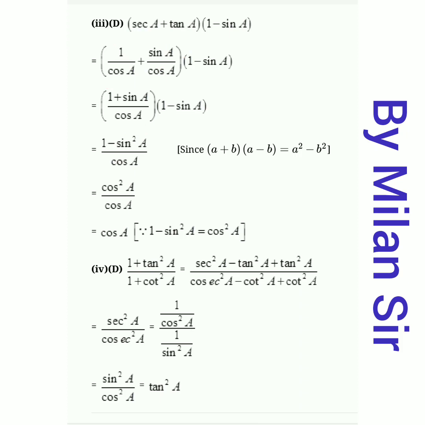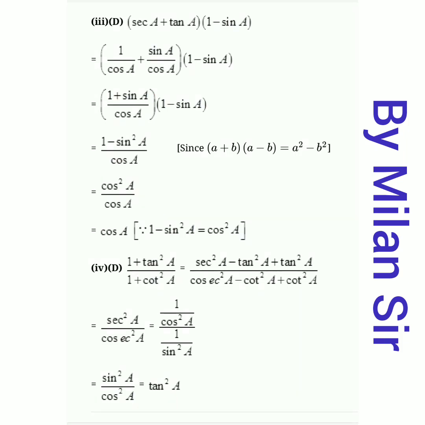Now numerator versus numerator. Here 2 brackets are there, that means a multiplication process is there. Now the second bracket does not have a denominator, so we can write 1. Now multiplication of numerator versus numerator: 1 plus sin A, 1 minus sin A. It is the form of (A plus B)(A minus B). The answer is A square minus B square. Right? 1 plus sin A, 1 minus sin A.